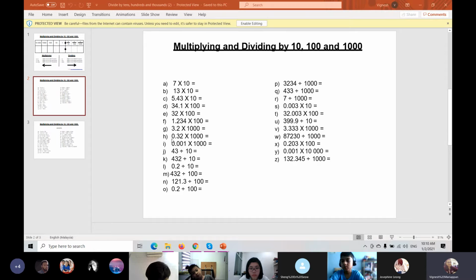No, check and see. Answer is wrong. Why 10? 0.001. You have to multiply by 1000. That means you only have to move three decimal places to your right. So what is the answer? 1. How many 1? 1. Okay, very good. Thank you.